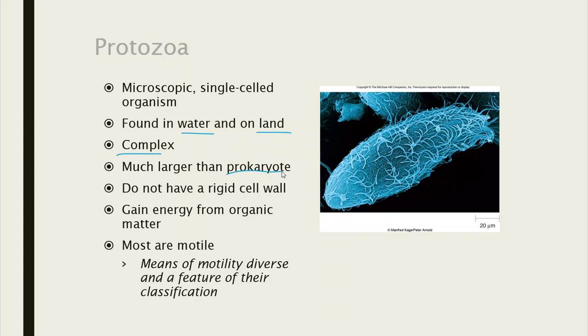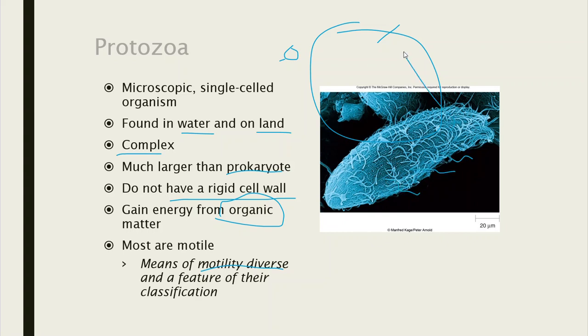Complex, and like all prokaryotes are tiny. That would be the relative dimensions of a bacterial cell and a eukaryotic cell. These guys do not have a rigid wall, and they get their energy from organic matter. A lot of these guys have the ability to move. Now this guy, you can see these little cilia on there. Looks like a paramecium to me, and they don't say something. I guess I could be right or I could be wrong.